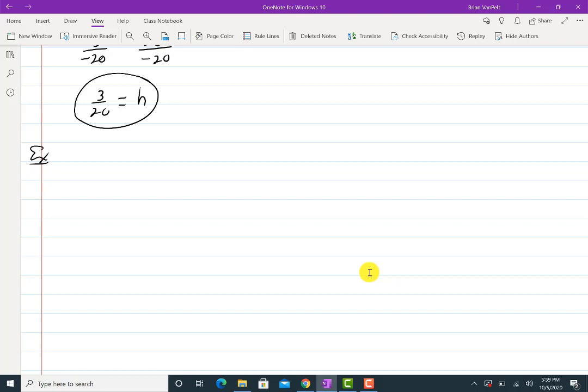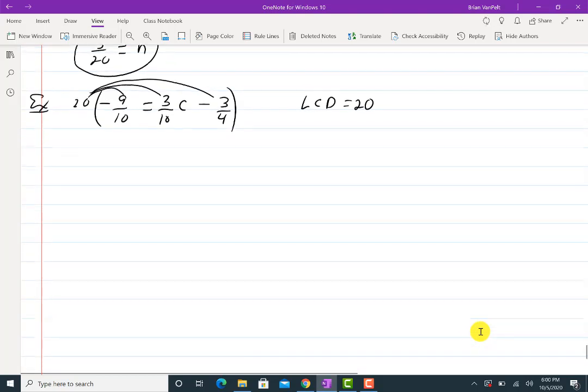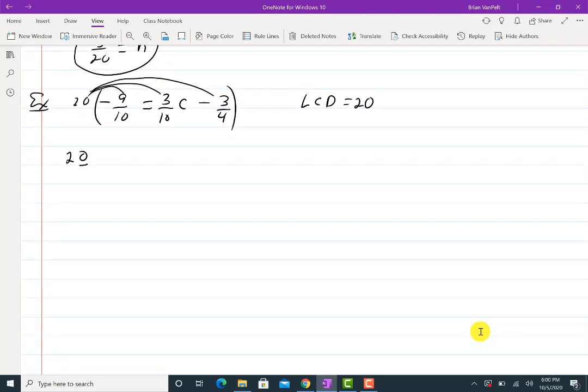So on this example, I'm going to get negative 9/10 equals 3/10 C minus 3/4. I would like to clear the fractions. Well, the LCD, if you look between 10 and 4, they both go into 20. The LCD is in fact 20. So I'm going to multiply everything by 20. I don't know if this helps you to visualize it, but I put this little rainbow kind of thing to remind you to distribute the 20.